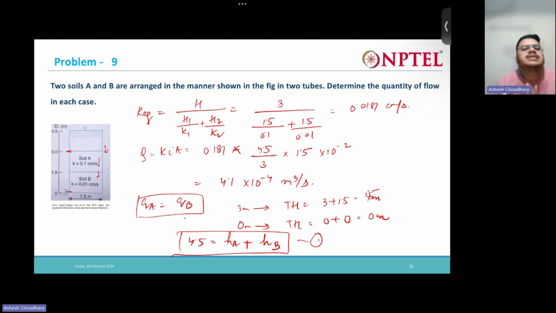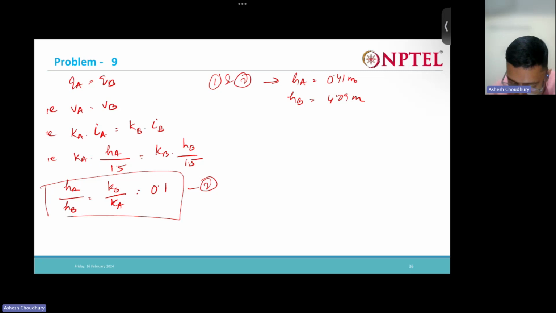Now, if you want to relate this, head is nothing but energy. So see, soil A has higher permeability, so the water can easily flow through it. Less amount of energy is consumed while the water passes through soil A. But soil B has 10 times less permeability than soil A, so while the water passes through soil B, more amount of energy will be required. That's why you can see more head loss is happening in soil B.